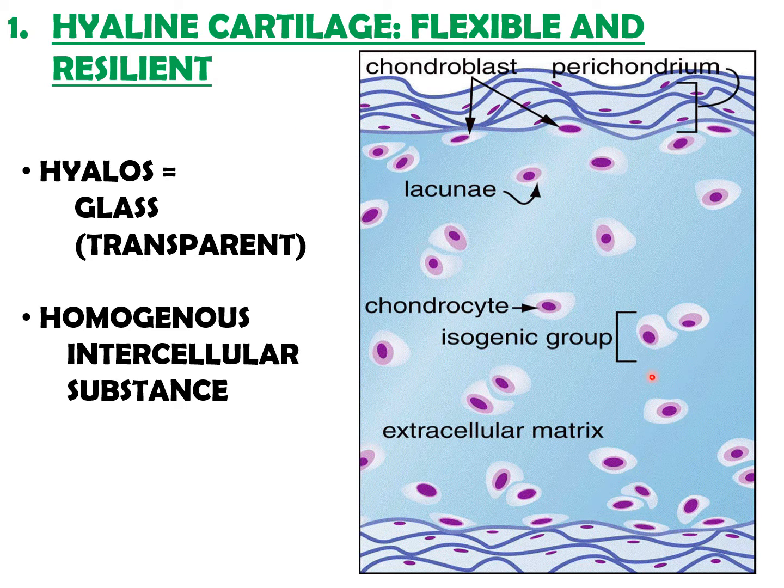So this is it. You see this isogenous group. This is given the name cell nest or isogenous group: two or more isogenous cells together. So this is the isogenous group or the cell nest. Two or more cells come together. The group is formed by the division of a single parent cell. The matrix around the cells is darkly stained and is called the capsular matrix.